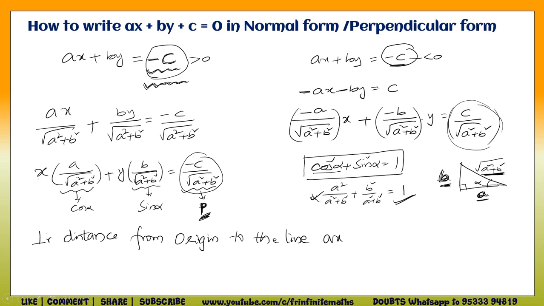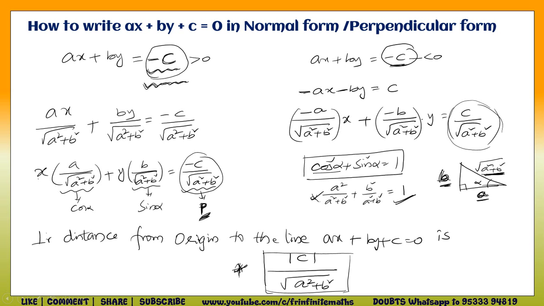So what is the line we have used here? ax plus by plus c is equal to 0. So the perpendicular distance from origin to the line ax plus by plus c is given by simply mod c by root a square plus b square. So what is the formula? Mod c by root a square plus b square. This is nothing but the most important formula, right? So if you want the perpendicular distance from origin to the line ax plus by plus c is equal to 0, it is given by modulus of the constant by root a square plus b square.